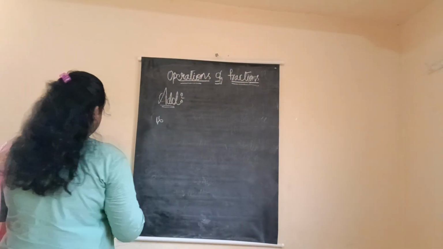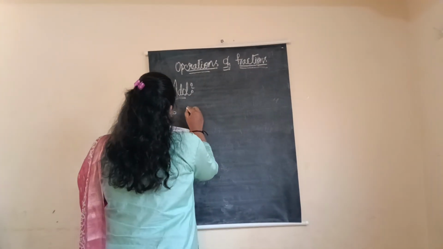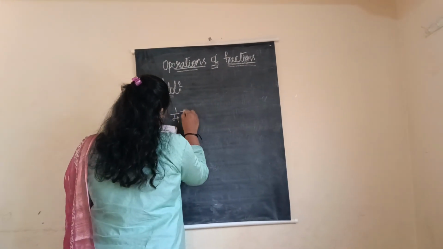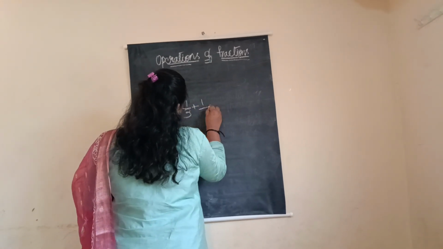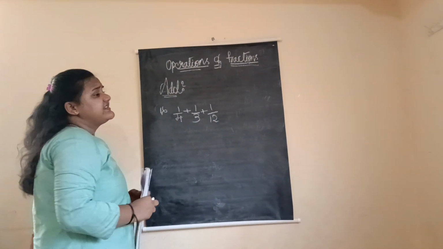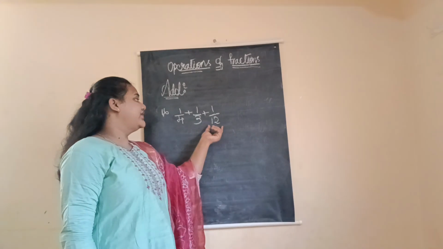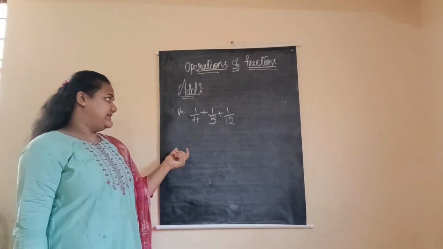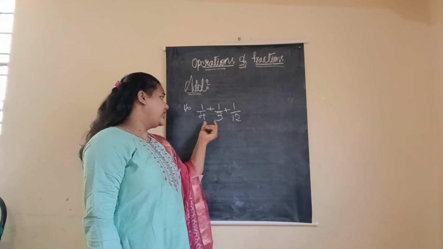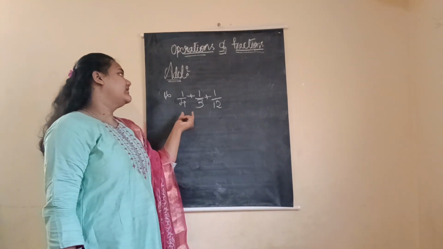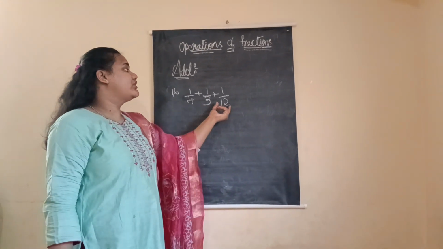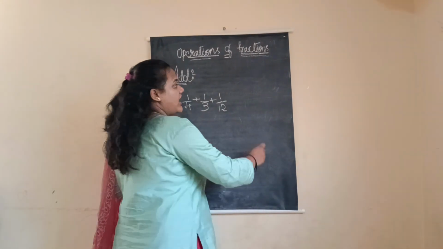Example for case A. 1 by 4 plus 1 by 3 plus 1 by 12. So in case A, what it says is the highest denominator will be the LCM. Why? Because 12 is divisible by 4, and even by 3. So if we do the LCM also, the LCM will be 12. Let us check how it will be.